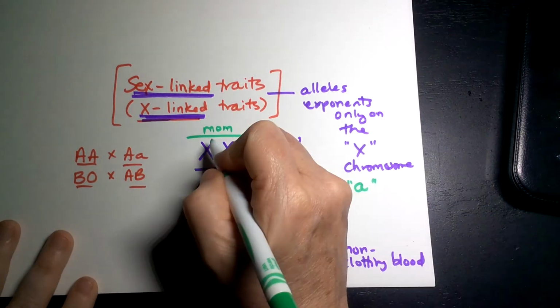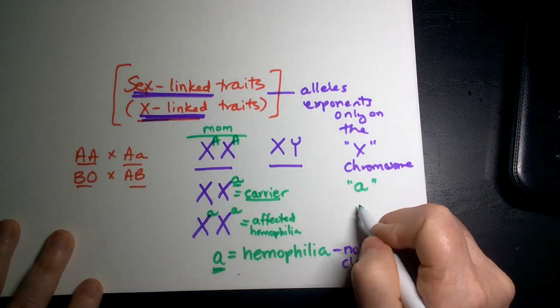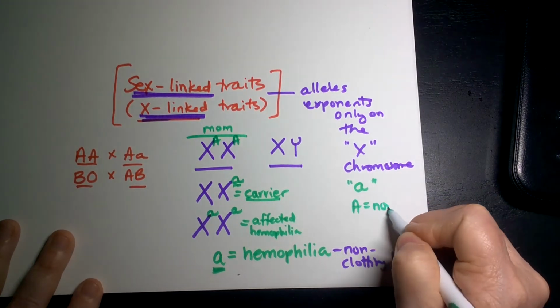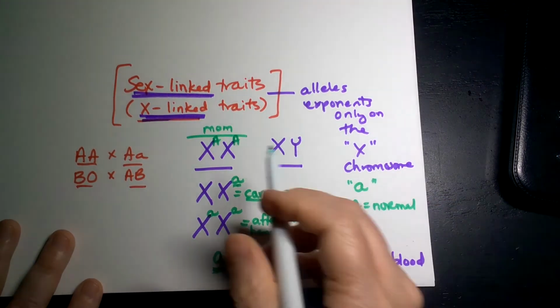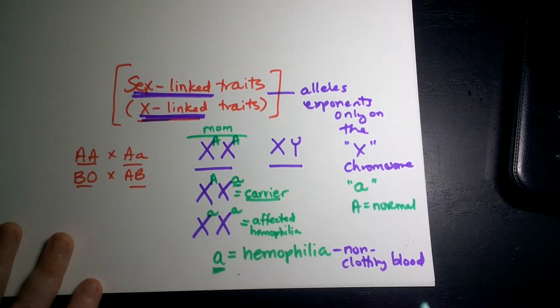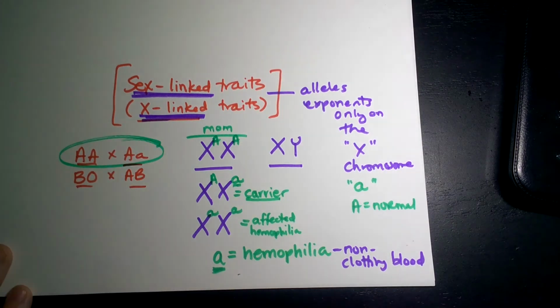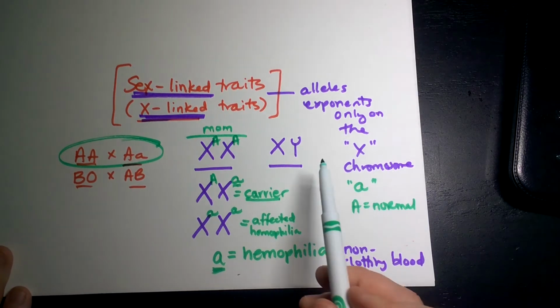Now, another way you may see it written is this mom has capital A's, and then capital A stands for normal, as in no hemophilia. So this mom would have a capital A and a little a. And so it kind of marries the 2 concepts where we had dominant and recessive traits, but now we put them as exponents on the sex chromosomes.